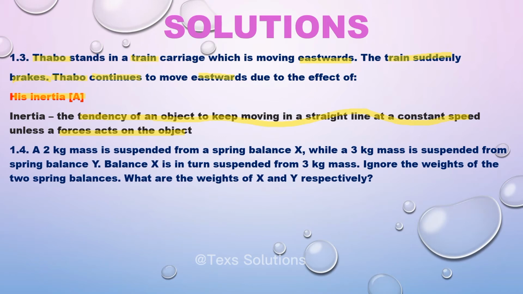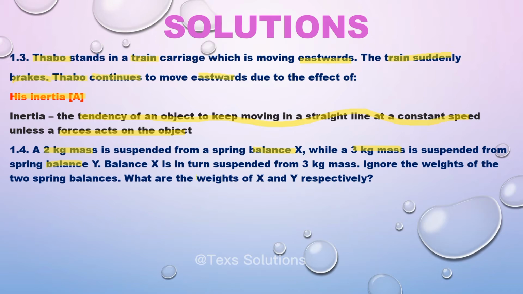1.4. A 2 kilogram mass is suspended from a spring balance X. A 3 kilogram mass is suspended from spring balance Y. Balance X is in turn suspended from the 3 kilogram mass. Ignore the weights of the two spring balances. So when we are doing the calculation, we are only taking the mass for balance X and the mass for balance Y into consideration. We are not taking the weight of the balances into consideration.